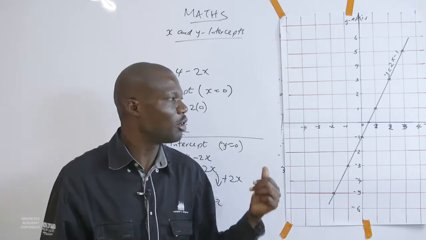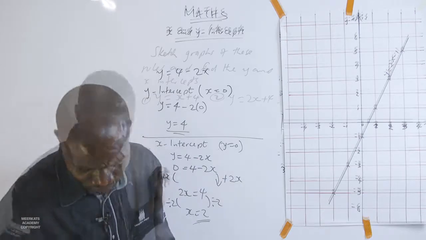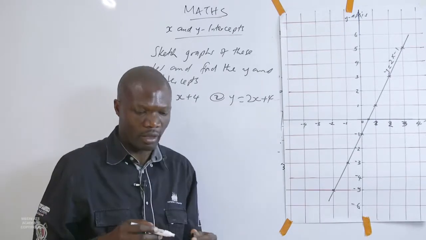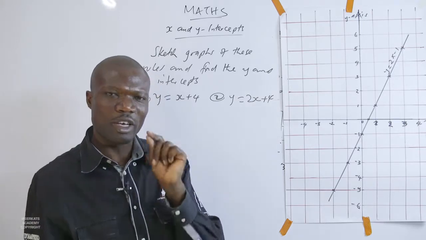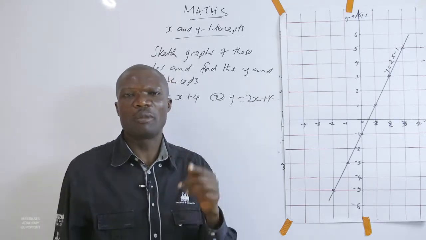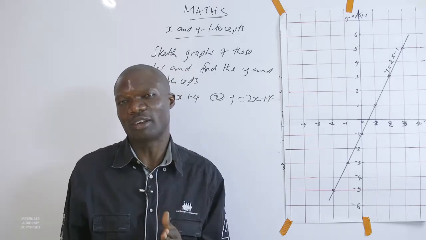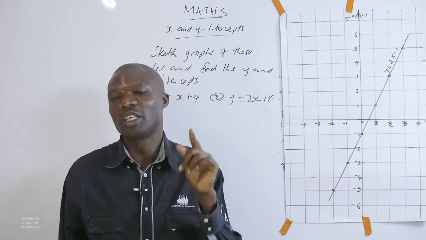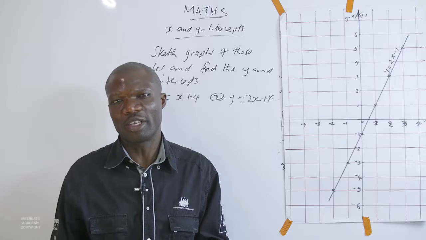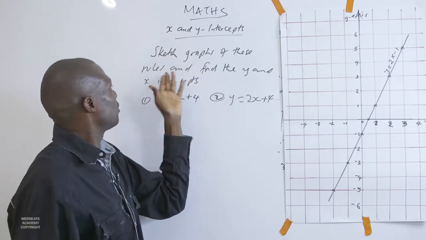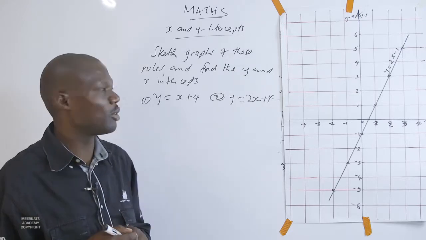Let us use a graph to find the x and the y-intercept. In the previous method, we were able to find the x-intercept. We were able to find the y-intercept without plotting a graph. Now we want to use a graph and see if we can still get the x and the y-intercept. Sketch the graphs of these rules and find the x and y-intercept. And the first one we have this.